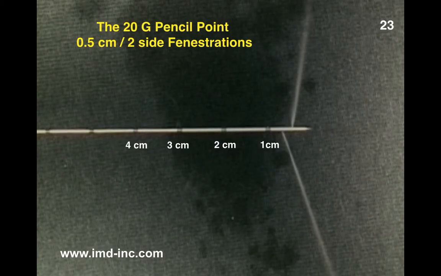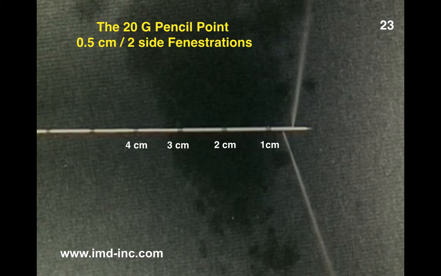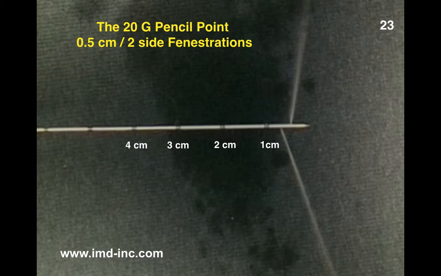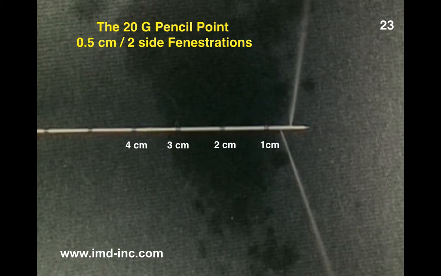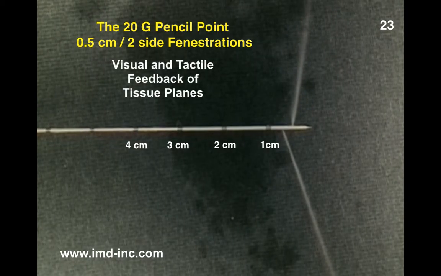The pencil point fenestrated needle can facilitate injection of local anesthetic into the correct fascial plane by providing visual and tactile feedback as the needle is advanced, as well as by providing increased flow through side ports in the needle. In the case of the femoral nerve, this can be accomplished with either a 2 or a 4-port needle.